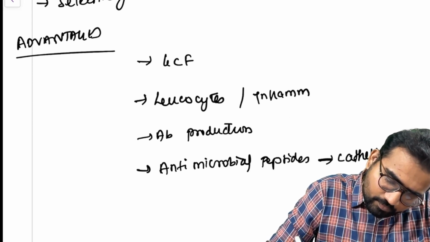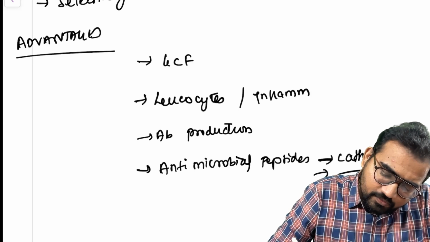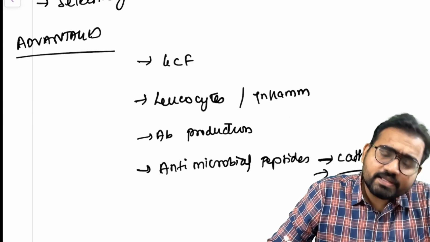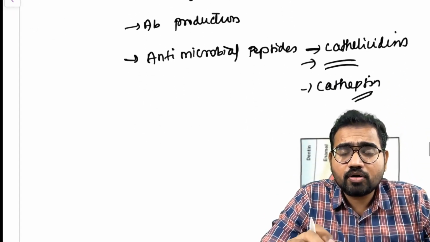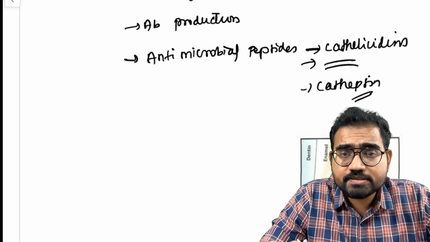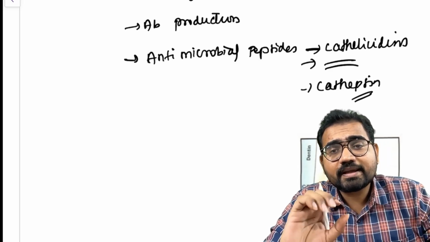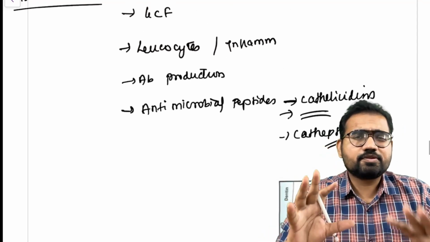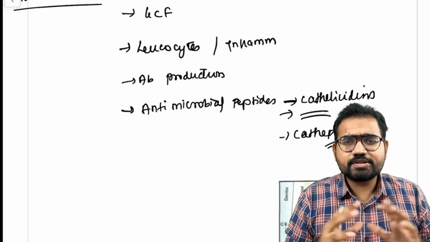Okay, cathepsin. All these are antimicrobial peptides that will help to fight against the bacteria. So these are all the few advantages of a junctional epithelium: GCF, leukocyte, antibody protection, antimicrobial peptides. All these are going to fight against the bacteria.